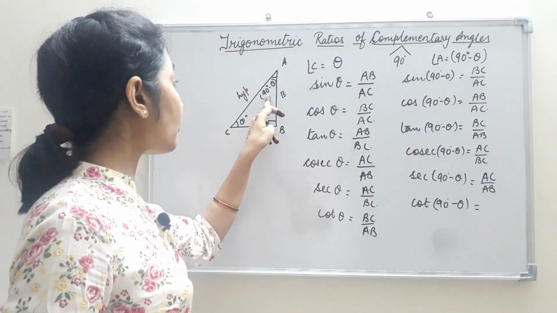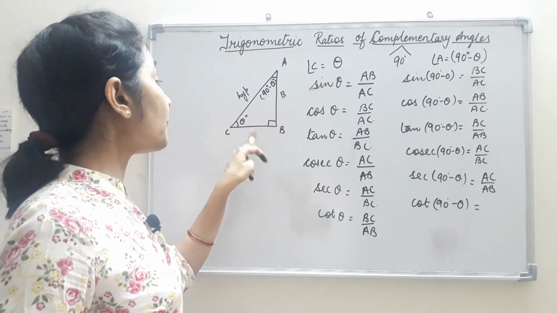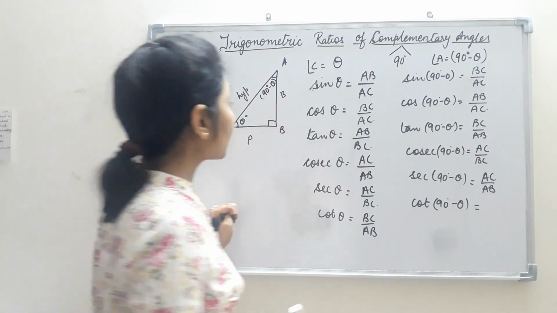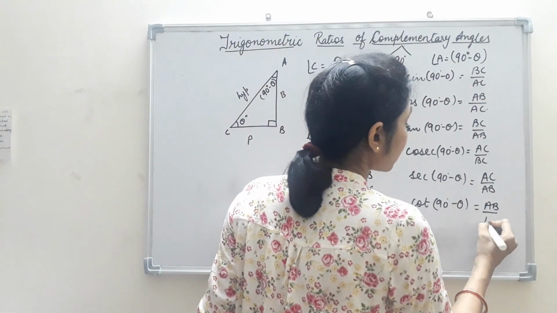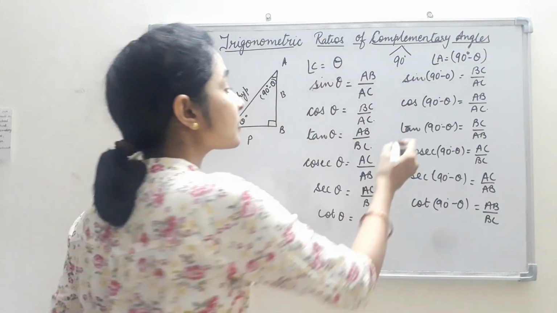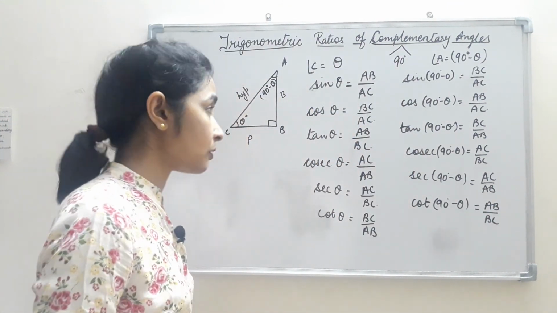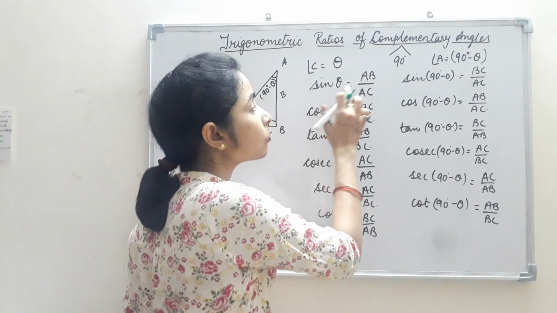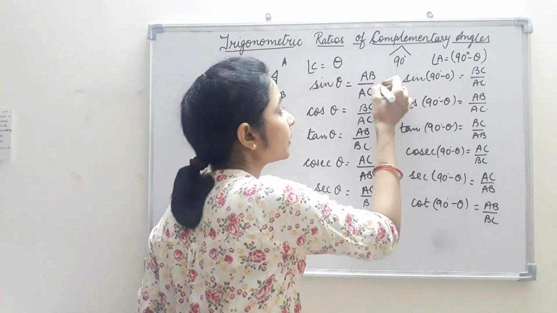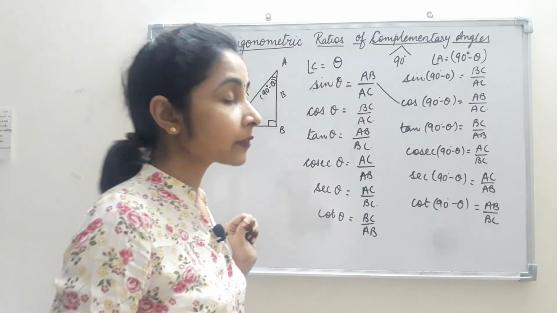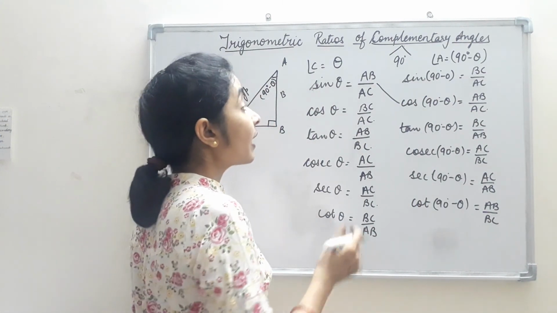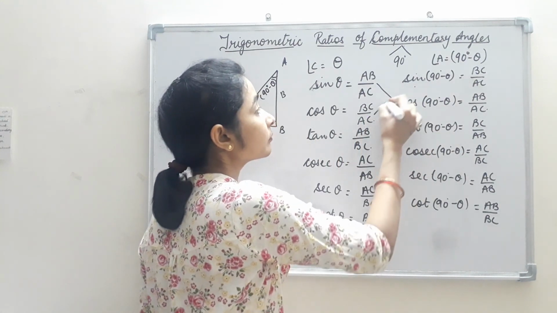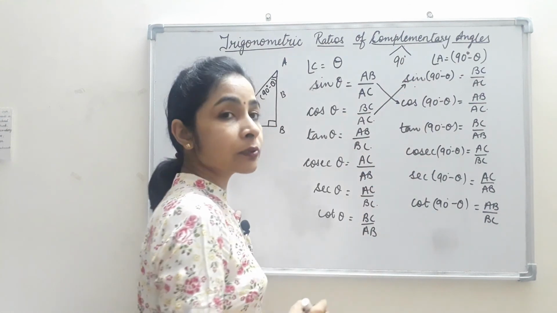And last is cot 90 minus theta. For this angle, the perpendicular is this and the base is this, and cot is equal to base upon perpendicular. So AB upon BC. Okay, now just see what is the similarity between these ratios. If we consider sin theta, then sin theta is equal to AB upon AC, which is equal to cos 90 minus theta. Okay, we are just matching which are equal, and cos theta is equal to sin 90 minus theta. These both are equal and these both are equal.